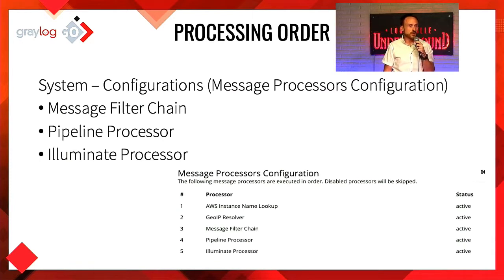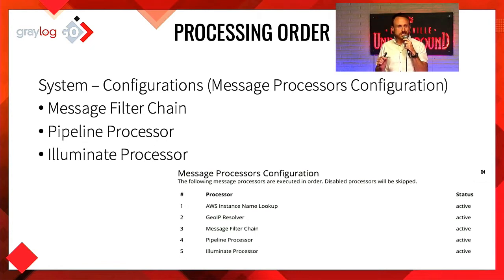So next comes the processing order. And this is really how Graylog is going to take that after that codec decryption and run it through the different chains. So there's 3 main ones that we have. And the third one there is the brand new one that came out in 4.2. So the first one is the message filter chain. This is probably the oldest one that we've had at Graylog.